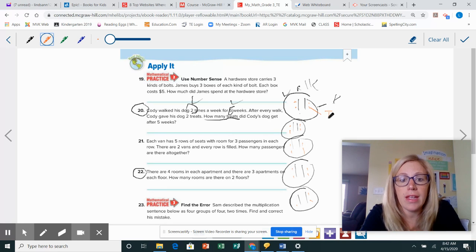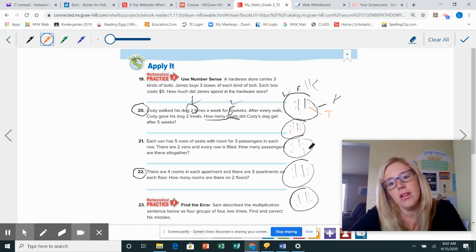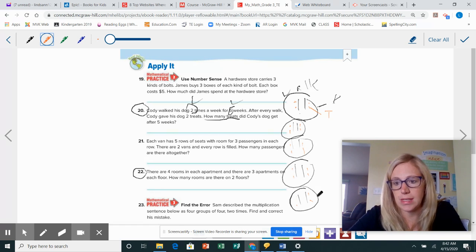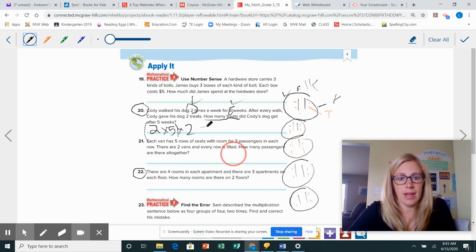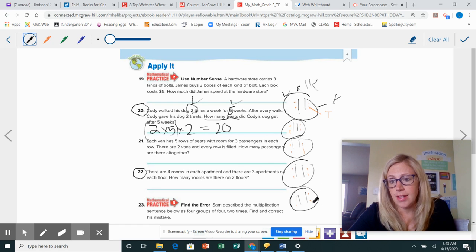Okay, now I can count. How many treats did he get? Well, 2, 4, 6, 8, 10, 12, 14, 16, 18, 20. That is how many treats he got. If I was to write this, I could say 2 times 5 times 2. That's my equation because I did 2 times 5 first, and then I multiplied each one of that by 2. And I would get 20 treats. This is just one way you can draw it. There's a lot of different ways you can. Find what works for you.